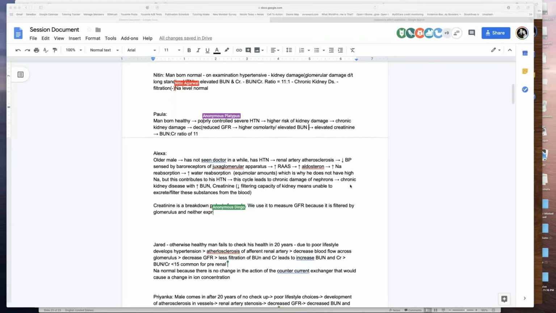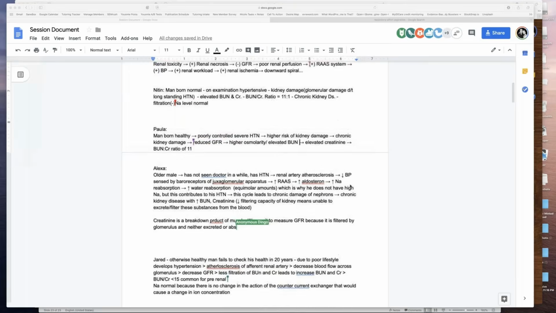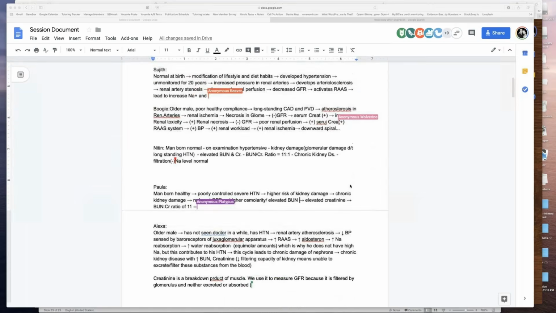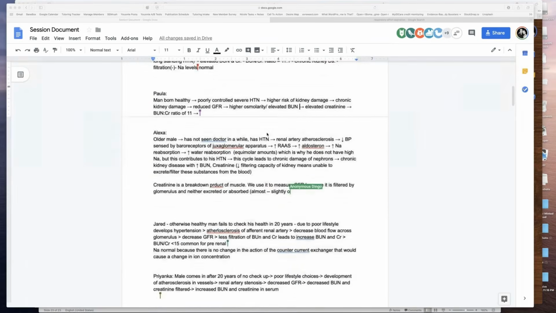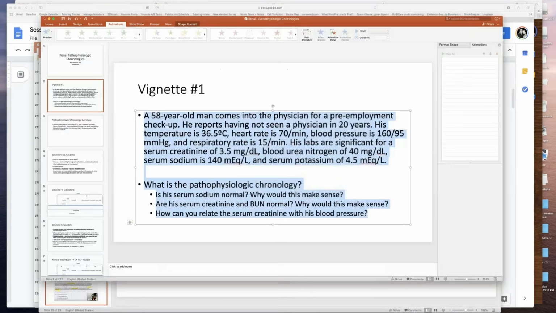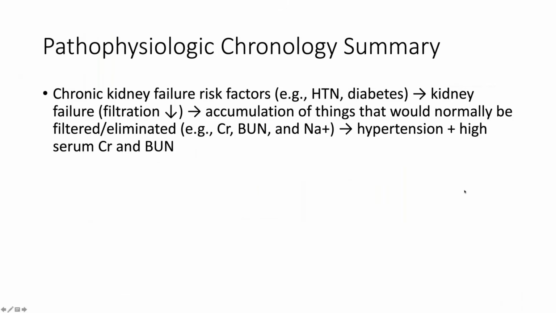All right, this actually looks pretty good. I was watching you guys type down your pathophysiologic chronology, and these are pretty good. I can tell that many of you guys have reviewed renal since the last time we talked. That's great. Perfect. Okay, so what I'm going to do is walk you through my summary first of what I would say is happening.